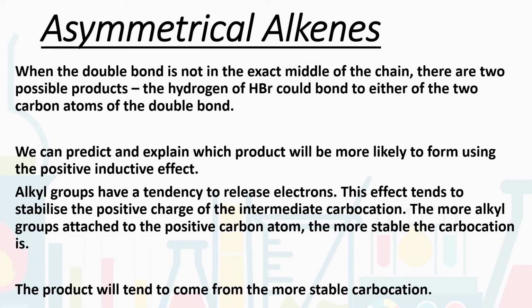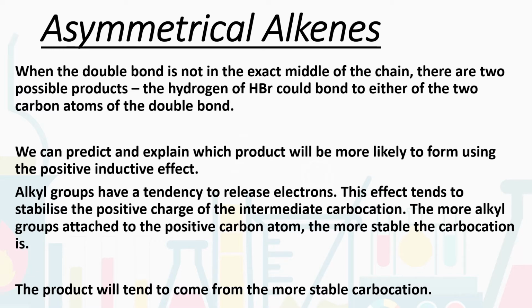Now, when the double bond isn't in exactly the middle of the chain, or we have something called an asymmetric alkene, there are two possible products, because the hydrogen of the HBr can go onto either of the carbon atoms of the double bond. For the ethene example we've just seen, it didn't matter because the molecule was symmetrical. But we can predict and explain which hydrogen atom will go to which carbon, and which product therefore will be more likely to form, using something called the positive inductive effect.